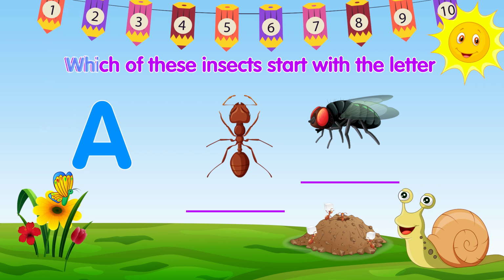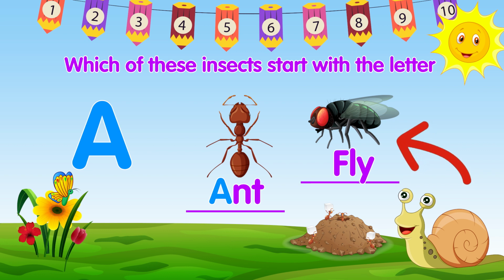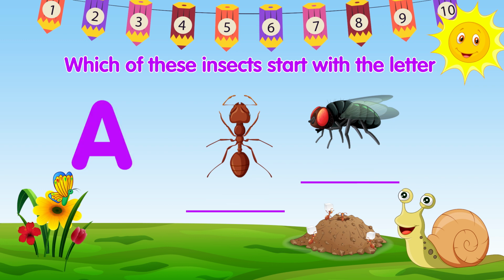Our question of the day reads, which of these insects start with the letter A? So I have two pictures here, and I want you guys to look right on the screen. What is this? Good job. This is an ant. And what is this one? It is a fly. So which one of these two pictures start with the letter A? Is it the fly, or is it ant?